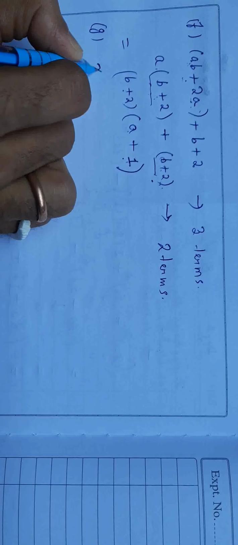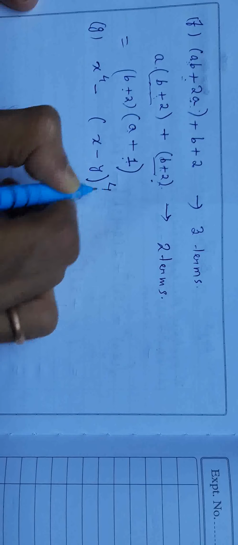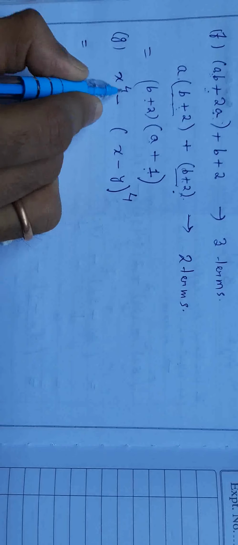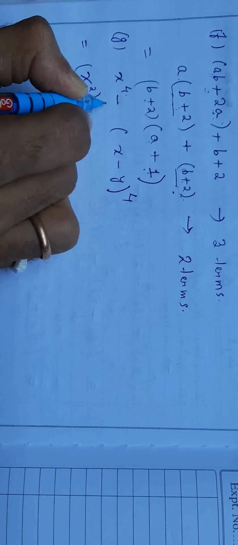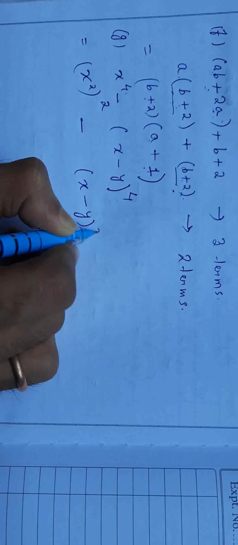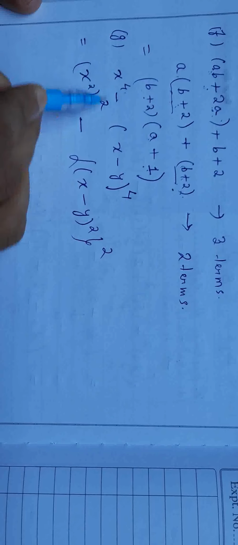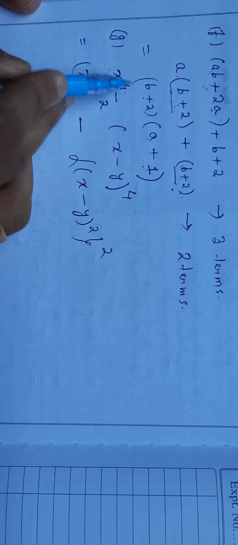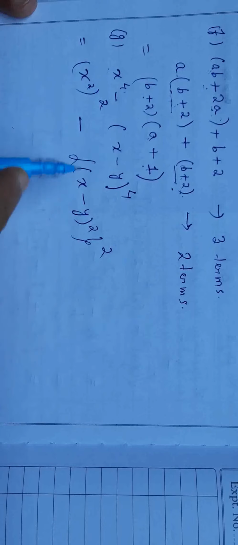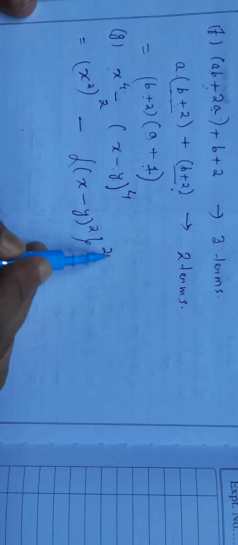Next question is x to the power 4 minus x minus y whole thing to the power 4. X to the power 4 can be written as x square whole square, minus x minus y whole square and then square. The above question can be reframed as: x to the power 4 is given, so we can write x square whole square. 2 into 2 is 4, one of the laws of exponent that we have seen. Next, x minus y whole to the power 4 can be written as x minus y whole square, whole thing to the power square.